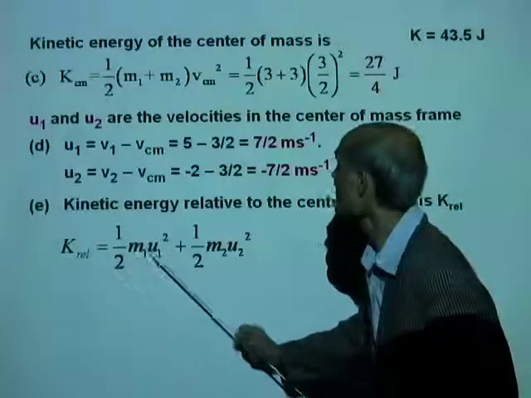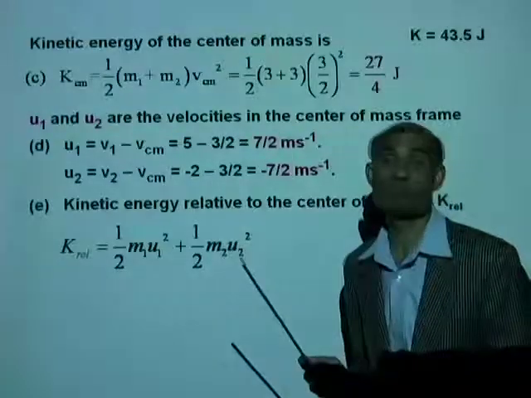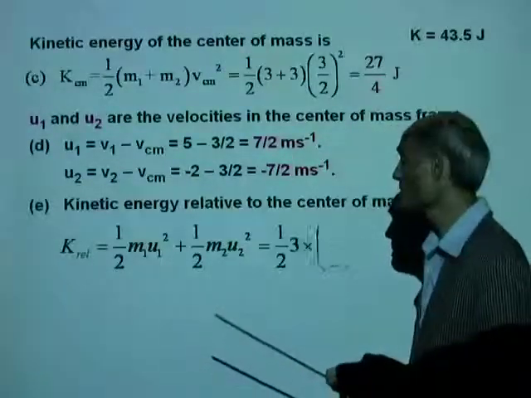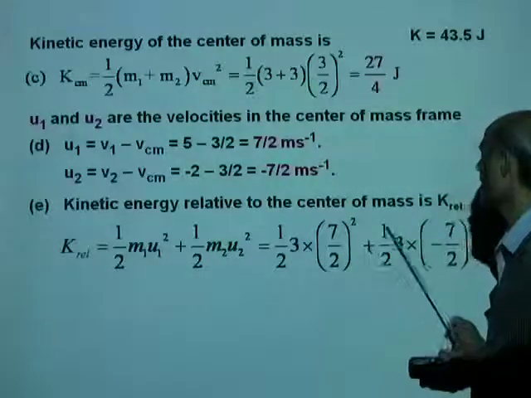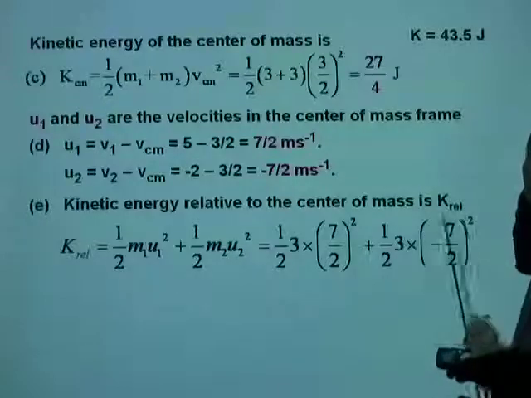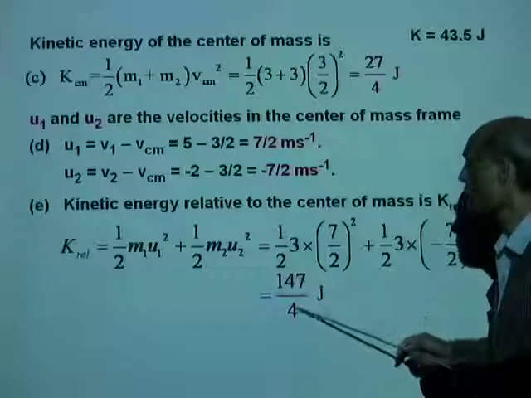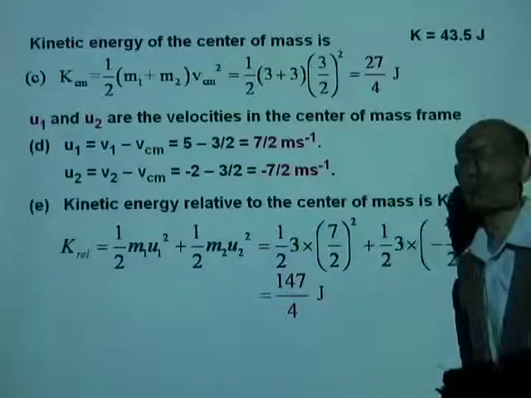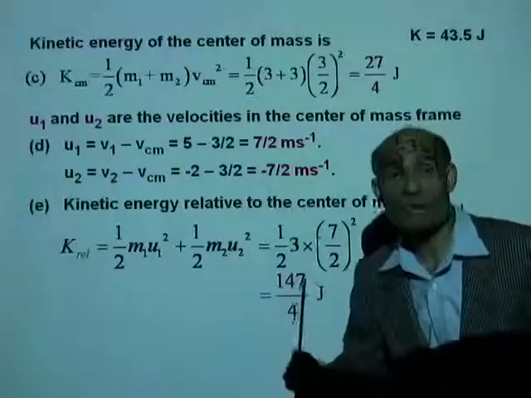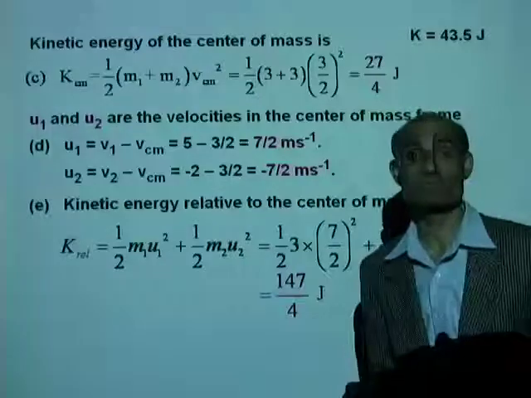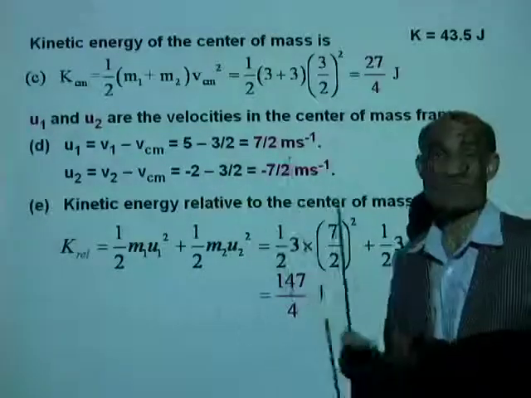Well, we know all these values. When you square the negative values, they will become positive. So all the values will be positive. 1/2 m1 u1 squared plus 1/2 m2 u2 squared. Simplify that. That will give you 147 over 4 joules. That is the kinetic energy measured from the center of mass of the two objects. And this is the kinetic energy of the center of mass.